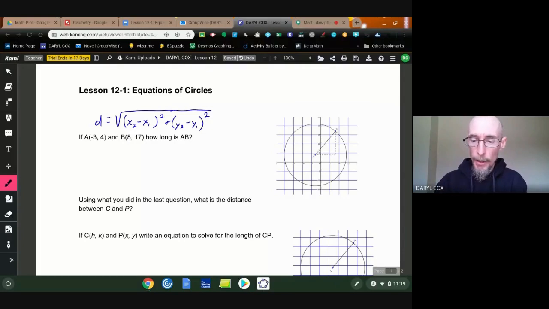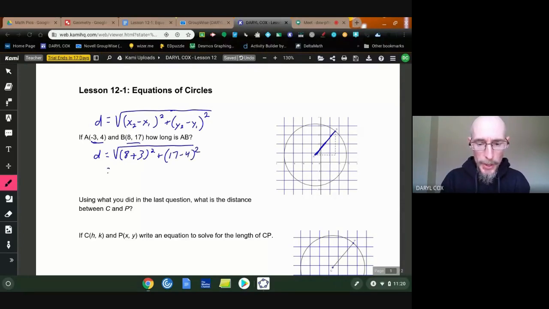So if we want to find out how long segment AB is, that's this segment here, then what I want to do is actually use these points for my x1, y1, x2, y2. So I'm going to set up my distance formula and substitute those in. So x2 is 8 minus a negative 3 turns that to plus 3. And then 17 minus 4 squared. And that's pretty simple arithmetic now. Now it's basically just doing algebra.